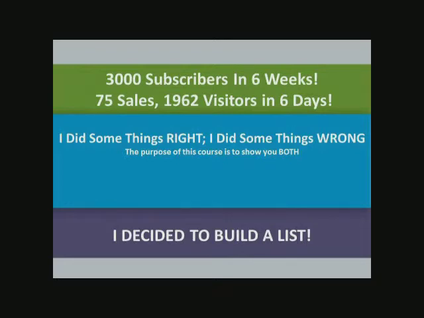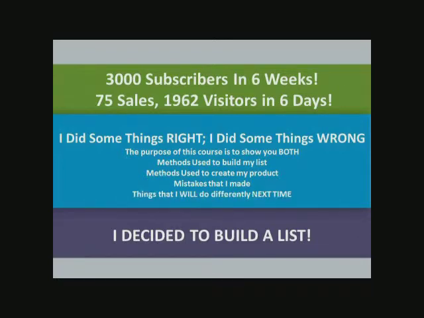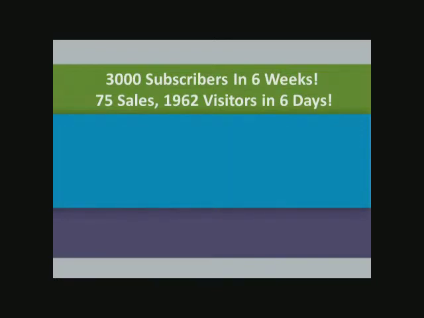If you've never started your list, if you've never created a product, and you're looking at doing it for the first time, I want to help you do some things right, and I want to help you avoid doing some things wrong. So we're going to talk about the methods that I used to build the list and to make the product, and the mistakes that I made, and things that I should have done differently. And then we're going to talk about ways that I'm going to improve on the next one, and hopefully you can learn by my mistakes. That's the purpose for this entire course. I have gathered 3,000 subscribers.